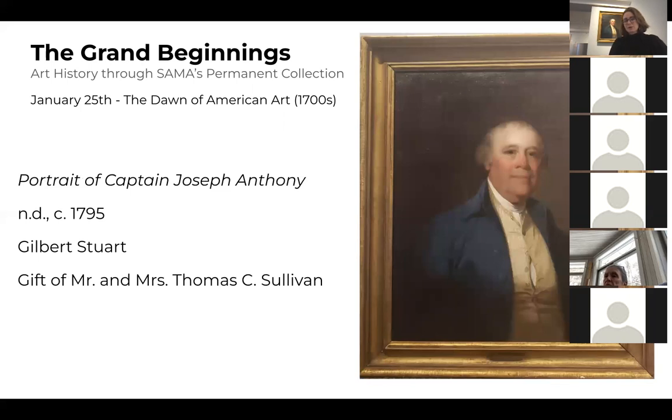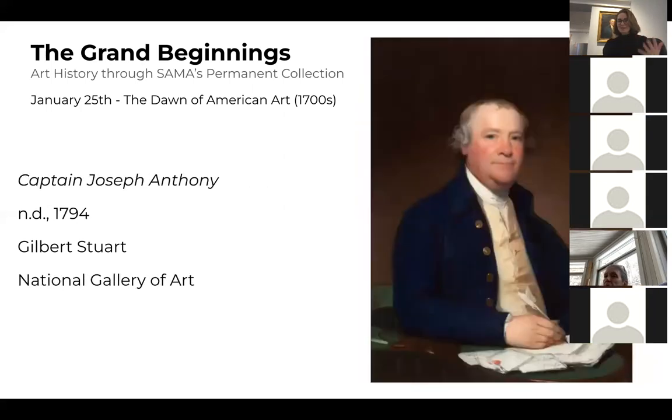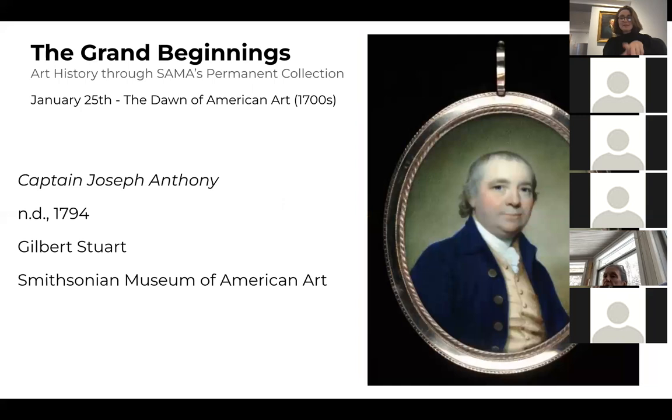And Stewart wrote to his cousin Joseph Anthony saying that he was going to Philadelphia not only to complete this portrait, but to also work on the president's portrait at the time. So Stewart painted Washington. This is another Joseph Anthony. So you can see how it changes. This medium is fascinating here. It's watercolor on ivory, which was used quite often at the time for these much smaller miniature portraits.